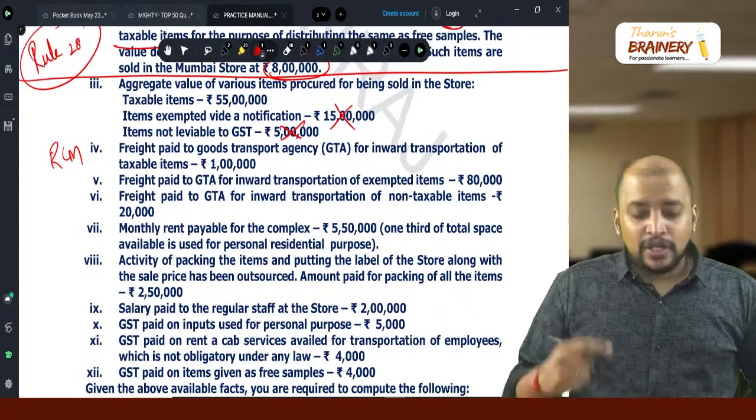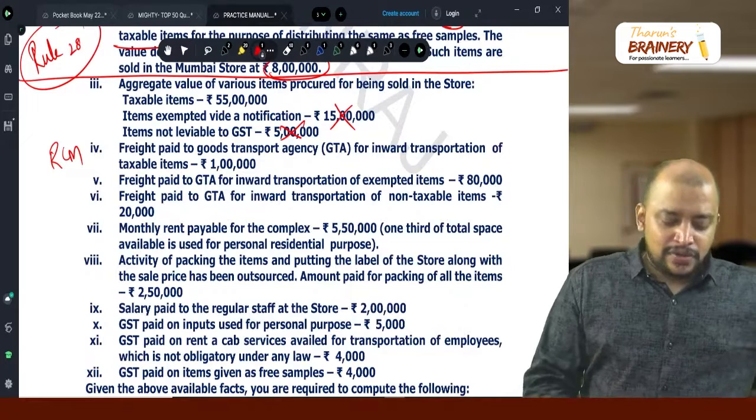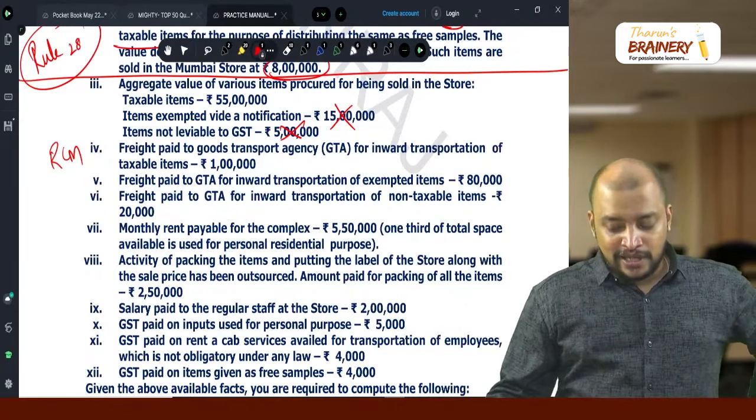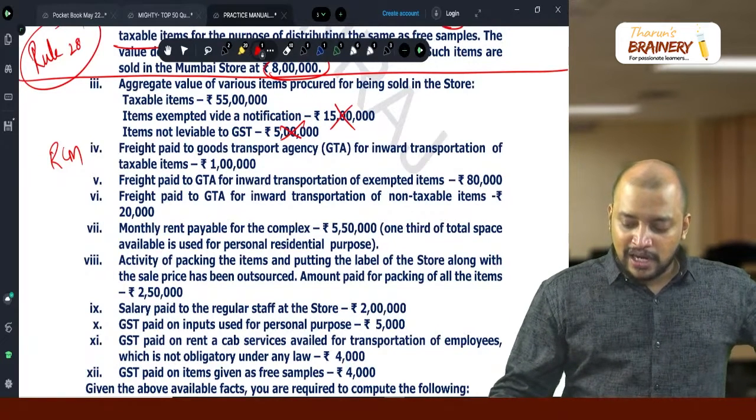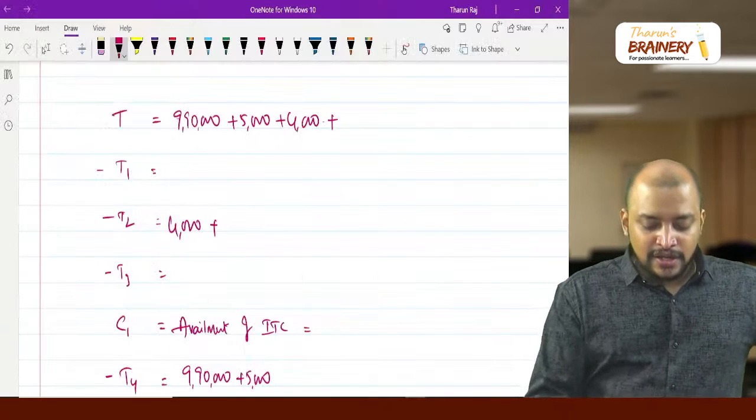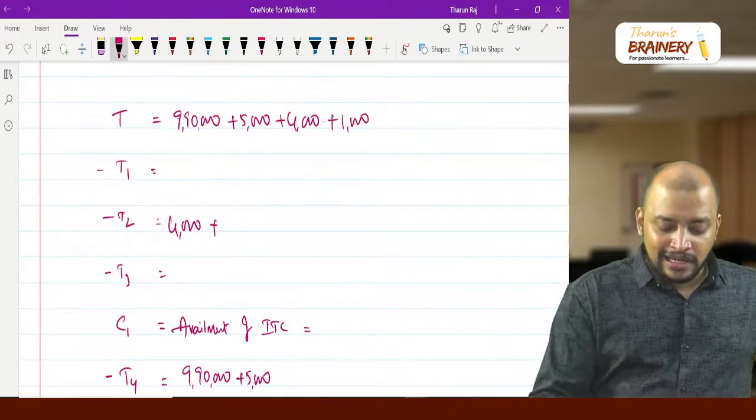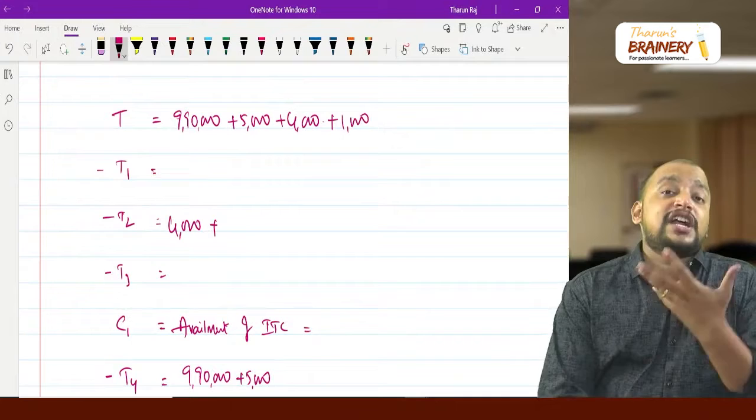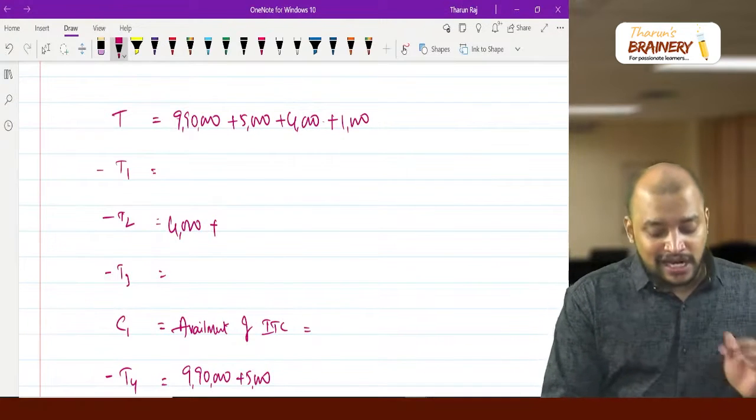Then freight paid to GTA for inward transportation of non-taxable items, 20,000. What is the GST rate? 5%. So 20,000 into 5%, 1,000. First you will take it in T, and it is inward supply for transporting what? Exempted non-taxable items.